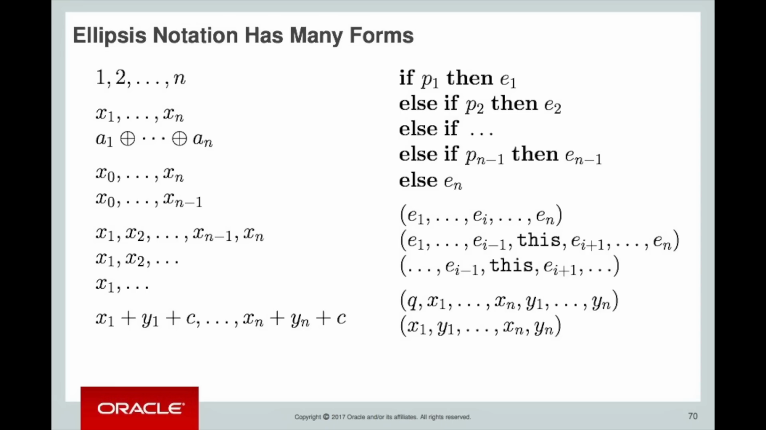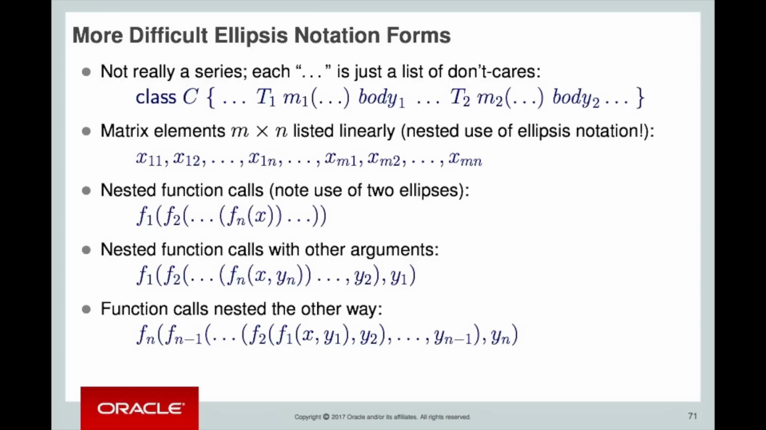Ellipsis notation has many forms. It's very difficult. And to make it even more complicated, if you look at this first example here, sometimes when you write dot, dot, dot, it just means don't care. I literally don't care what comes in here. But many other times when you write dot, dot, dot, it means I care deeply what comes here. It has to conform to a pattern indicated by the two examples at either end. And so distinguishing those two cases is tricky.